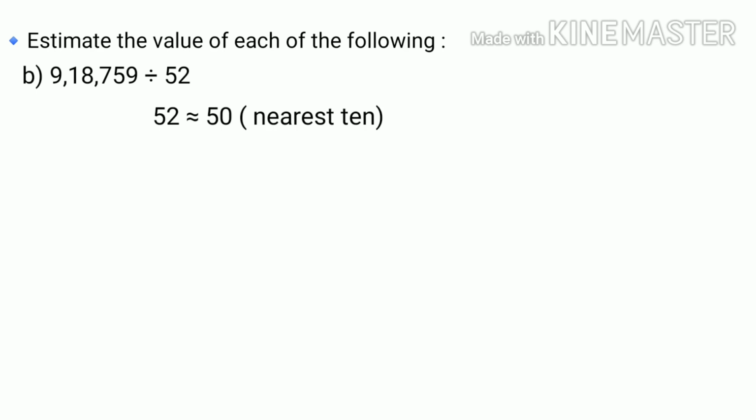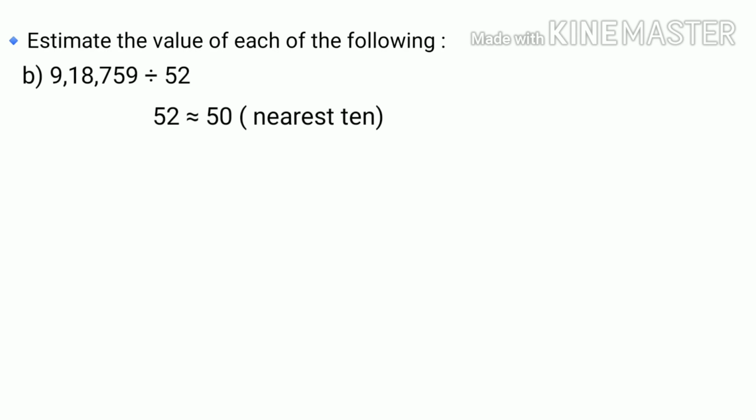Now look at this example. 9,18,759 divided by 52. Even in this question, we will first round off both the numbers and then divide them. Now let's first round off 52 to the nearest 10. When we round off 52 to the nearest 10, we get 50. Now we will round off 9,18,759 to the nearest multiple of 50.